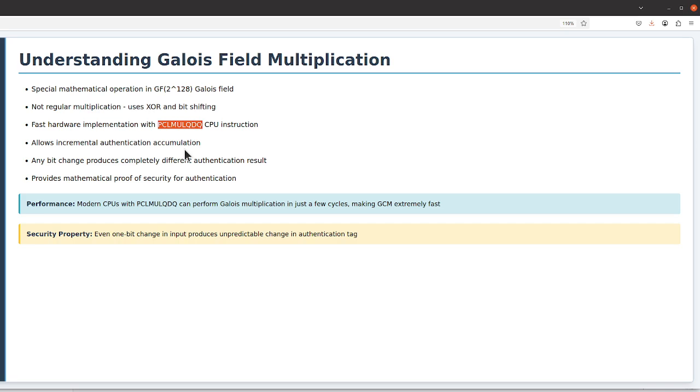Second, the multiplication allows us to accumulate authentication data incrementally. We can process one block, then another block, then another, and the order does not matter for security. We can even parallelize the authentication computation, which makes GCM even faster on multi-core processors. Third, the mathematics ensures that if even one bit of the input changes, the authentication tag will be completely different. An attacker can't predict how changing the ciphertext will affect the tag, which makes tampering detectable. The security proof of GCM relies on the properties of this Galois field multiplication.